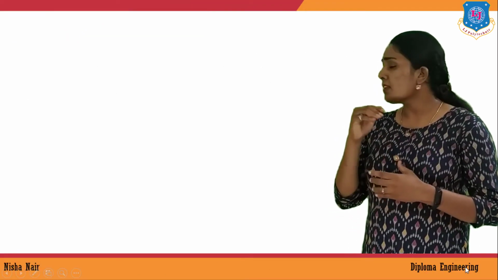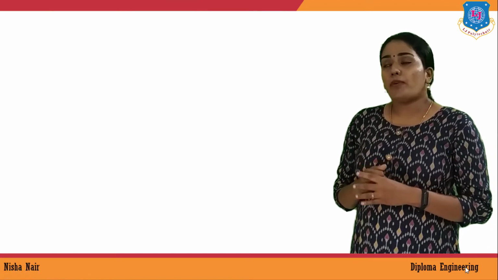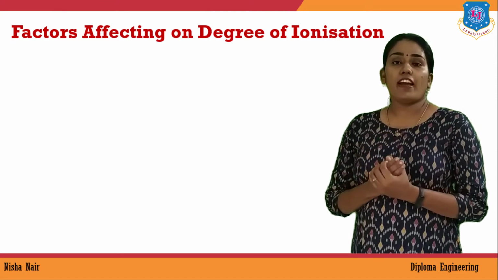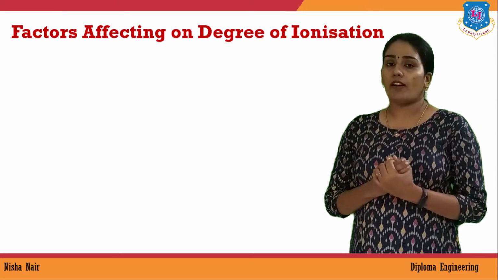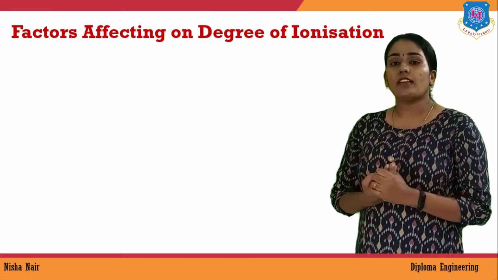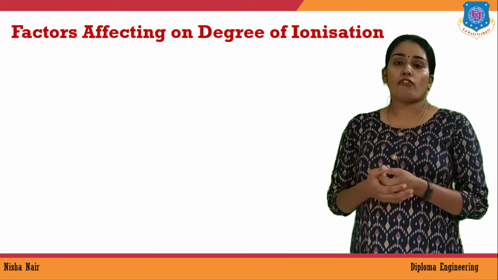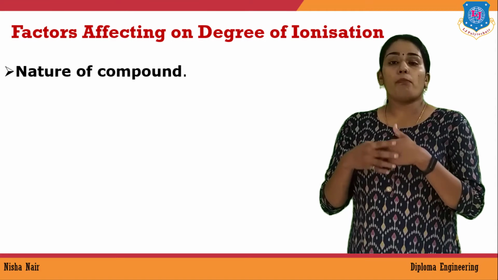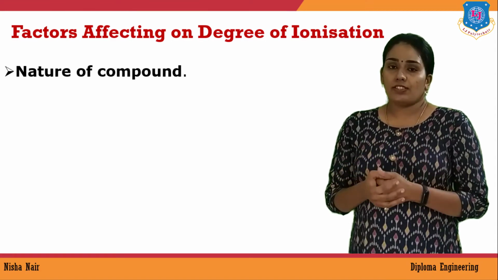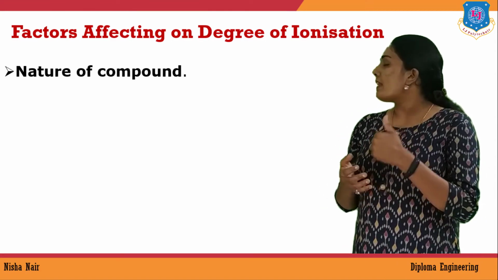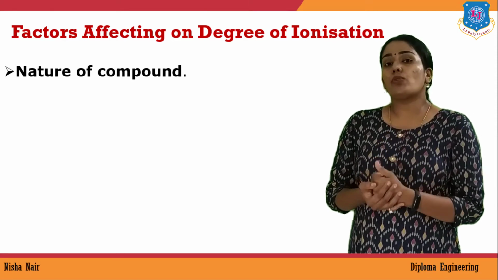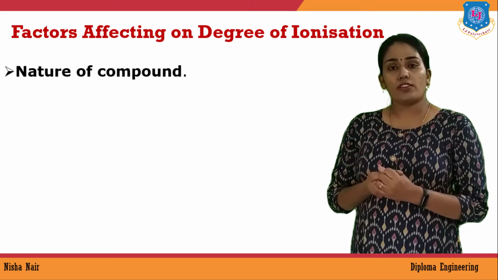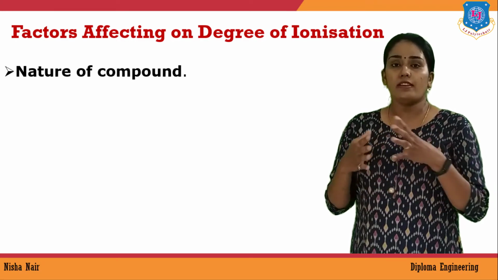Now, next up we are going to learn about the factors affecting degree of ionization. There are different factors which affect the degree of ionization. The first factor is the nature of the compound. Means what kind of substance we are taking. Depending upon its nature, the degree of ionization is also dependent. Means there are two types of electrolytes. We have told that when a molecule or a substance gets into the water, it dissociates into positive and negative ions.